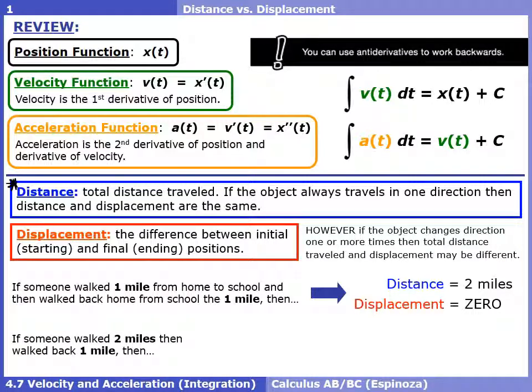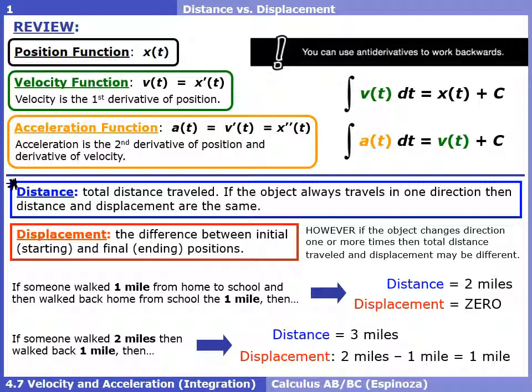Let's suppose someone walked 2 miles, doesn't really matter where, and then walked back 1 mile. Well, in this case, the distance was 3 miles. They walked 2 miles, and then they walked another mile, so that's just 3 miles. Very easy concept. Displacement in this case, though, takes into account the starting and ending position. So they walked 2 miles, and they backtracked 1 mile, so that would make their displacement 1 mile.